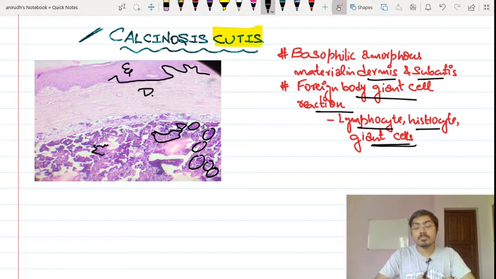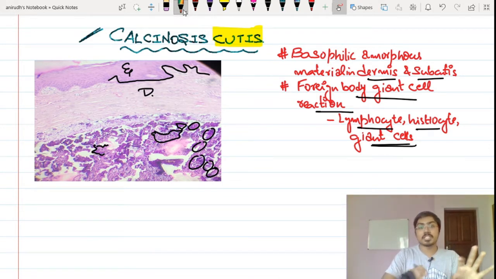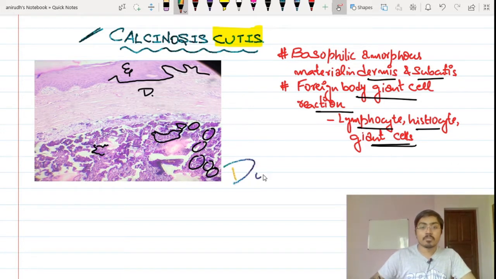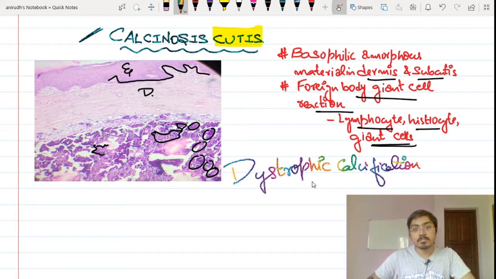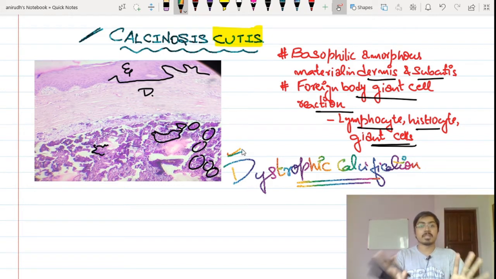What is most important is that calcification can take place in two methods. It can be either a dystrophic calcification or a metastatic calcification. This is a typical example of dystrophic calcification. This is one of the most important points so far as calcinosis cutis is concerned. You are supposed to know thoroughly that this is an example of dystrophic calcification. There are two types, dystrophic and metastatic.